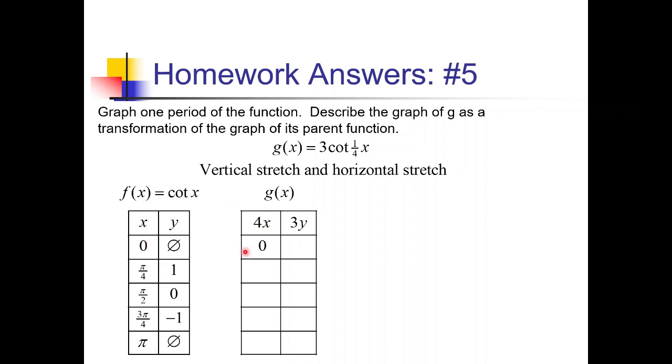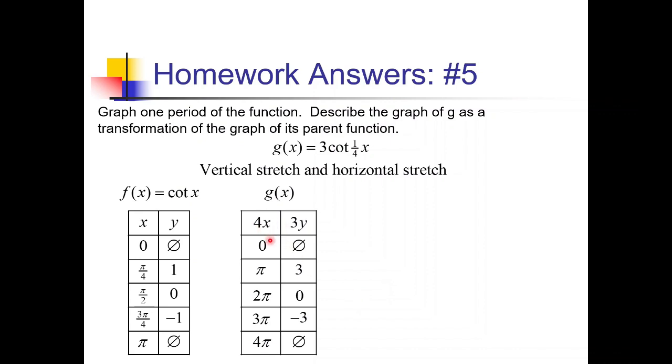So 0 is still 0, but pi over 4 is now just pi. Pi over 2 is going to be 2 pi. 3 pi over 4 is 3 pi, and you can probably follow the pattern here. 4 pi is next. For the y values, multiplying by 3, undefined is still undefined, and then we have 3, 0, -3, and also undefined.